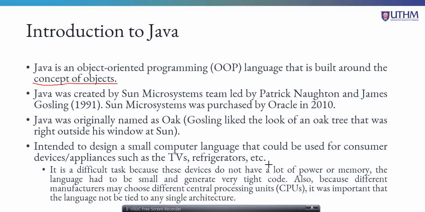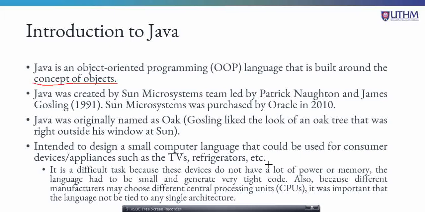Java was originally named Oak before it was named Java. Why? Because the founder, James Gosling, really liked the look of an oak tree that was right outside his window at Sun Microsystems.